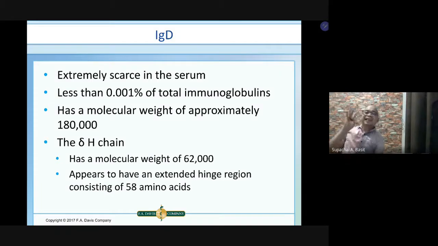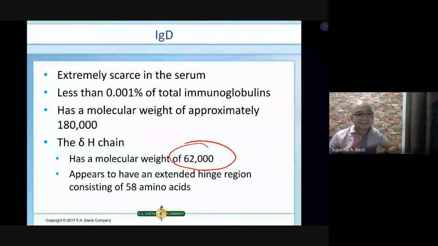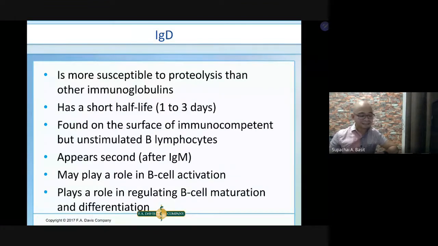Okay, so the fourth class of immunoglobulins that we are discussing for today is IgD. It is extremely scarce in the serum, contributing only about 0.001%. So imagine 2 zeros after the decimal point. That's how minute the amount of IgD is. It has a molecular weight of about 180,000 Daltons, and it has the delta heavy chain. So that's the reason why we call it IgD. And it has a light chain with a molecular weight of about 62,000 Daltons. It appears to have an extended hinge region consisting of 58 amino acids.